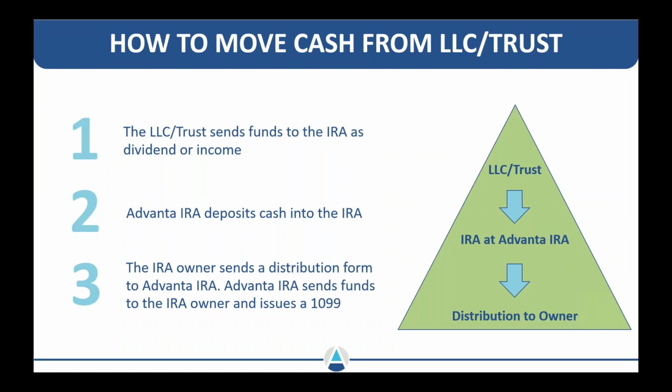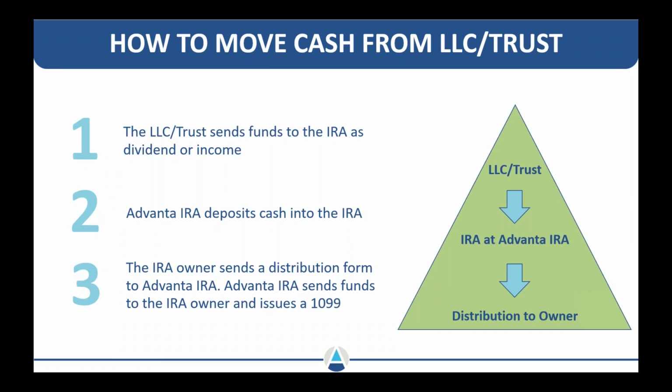In this case, the way it works is that the checkbook control entity, the LLC or the trust, would write a check back to Advanta IRA, and then we would distribute those funds to you personally. That way, one, the proper chain of custody is maintained on the funds, and two, the proper tax reporting is done to you for taking those required minimum distribution funds from the account. So that is very important. It's one of those easy things to overlook, but also a very easy thing to do, so making sure it's done correctly is very important.